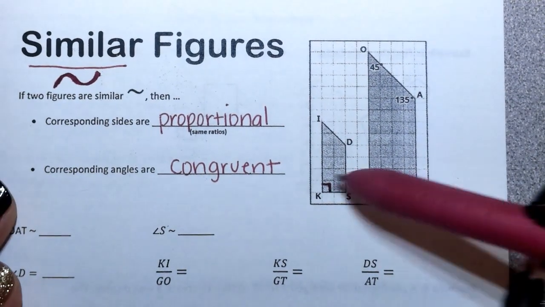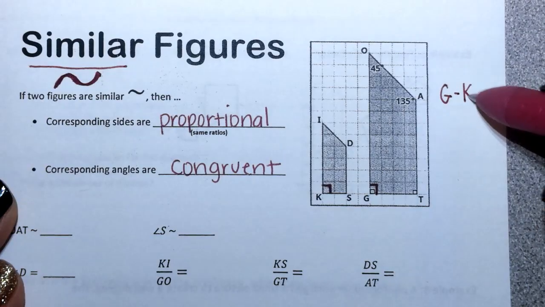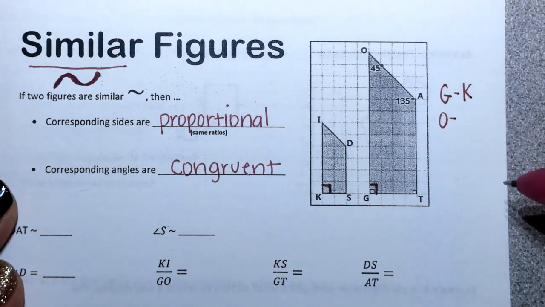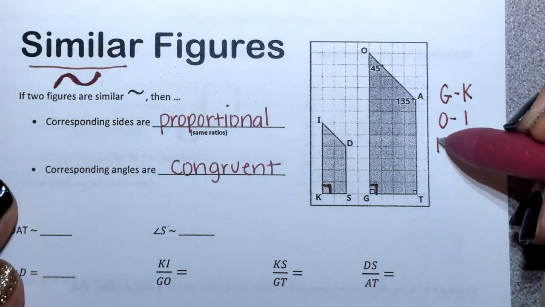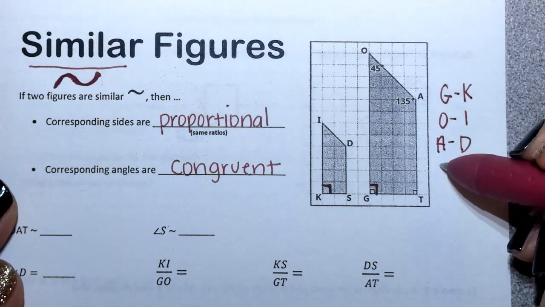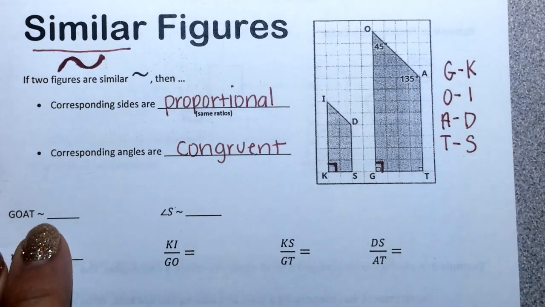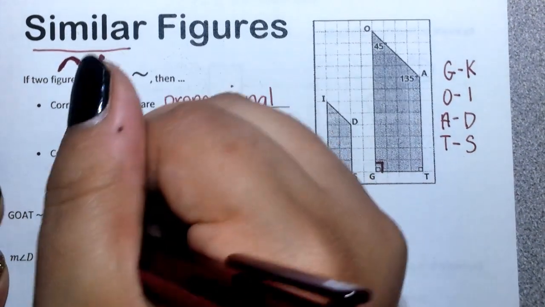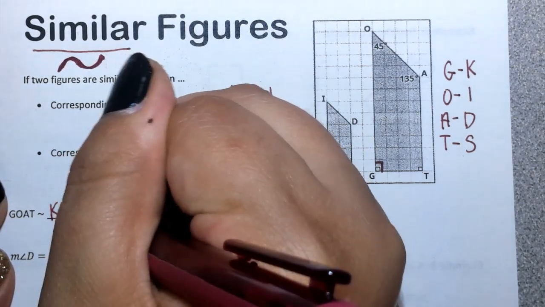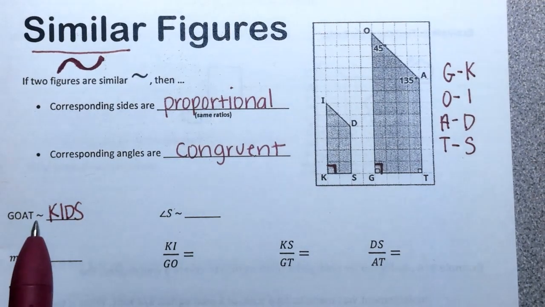So, I have KIDS and GOAT. What goes with G? Okay. What goes with O? What goes with A? And what goes with T? So, GOAT is similar to KIDS. Are they congruent? Are they the exact same? No, they're just similar, which is why it has just the tilde.